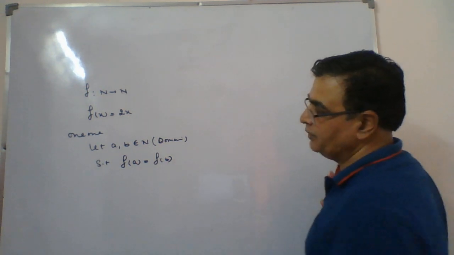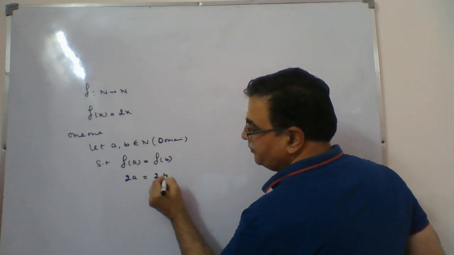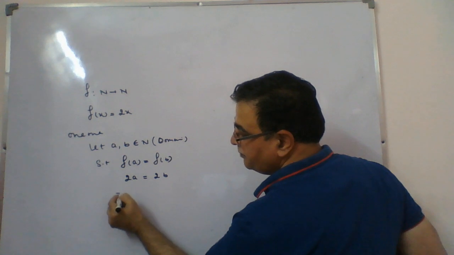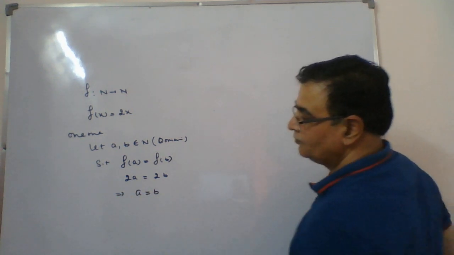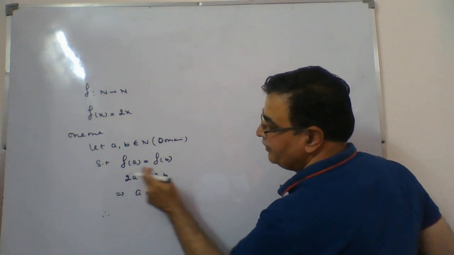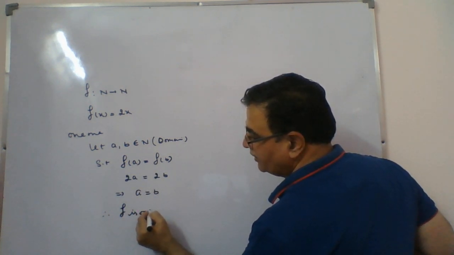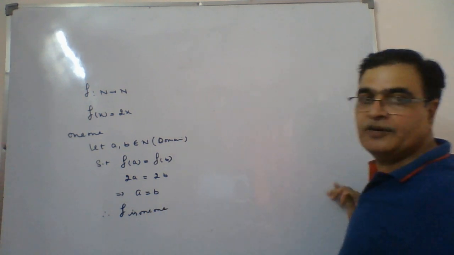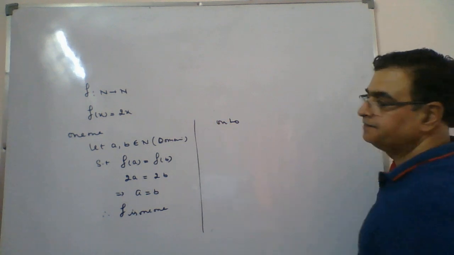f(a) is equal to f(b). What is f(a)? It comes out to be 2a, and then 2b. What does it mean? This implies a is equal to b. Therefore, f(a) is equal to f(b) implies a is equal to b. So f is one-one. That we have decided. Then we go for the onto function.